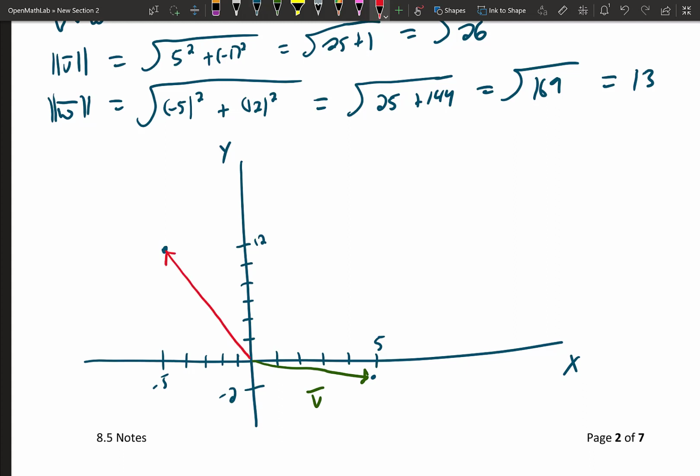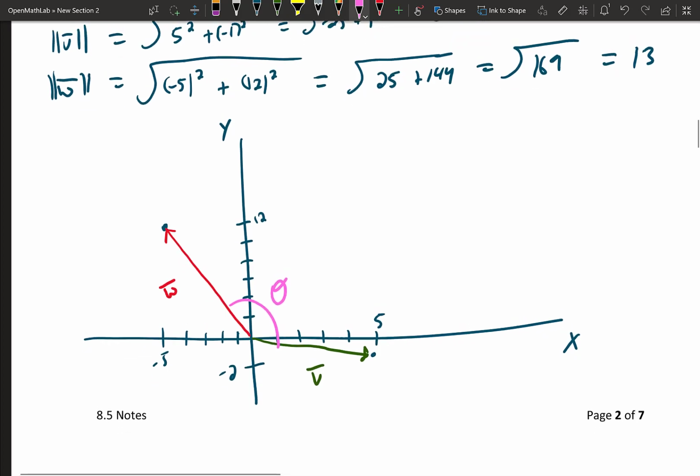Right, so there's vector w. So you can see that the angle in between them is going to be bigger than 90 degrees, right? In between 90 and 180 degrees. So that's what we're trying to find, is theta.